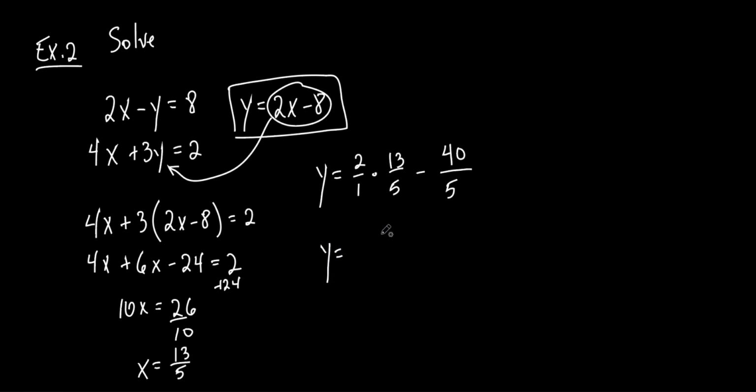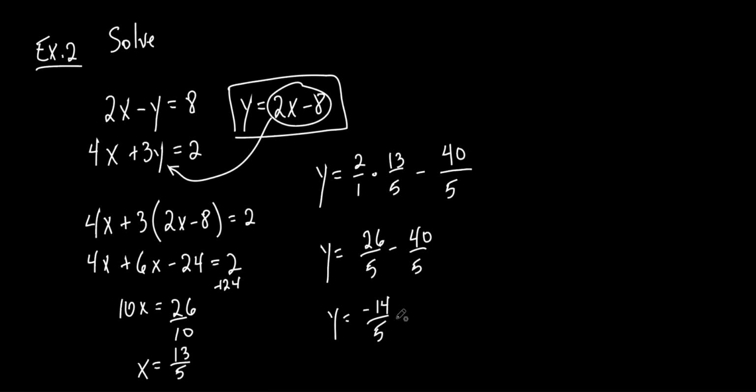So y equals, let's do the multiplication, 2 times 13, that's 26 over 5 minus 40 over 5. And 26 minus 40 is what? Negative 14, is that right? Yep, negative 14 over 5. It can't be reduced, so we just keep it like that.